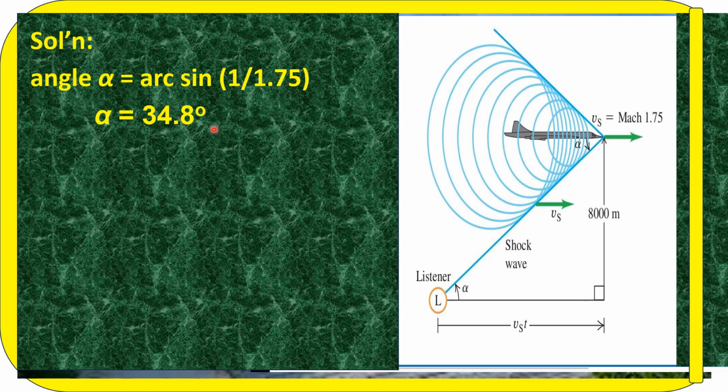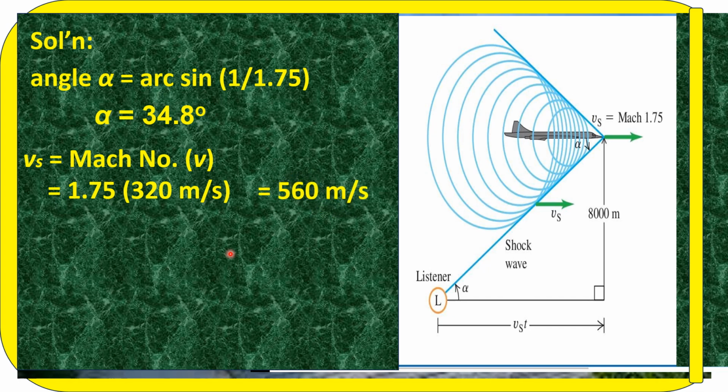Next, we find the speed of the supersonic jet plane, Vs. Vs can just be determined by multiplying the Mach number by the speed of sound, or 1.75, that's the Mach number, times the speed of sound, 320 meters per second. So we will get the speed of the source, meaning the speed of the supersonic jet plane, equal to 560 meters per second.